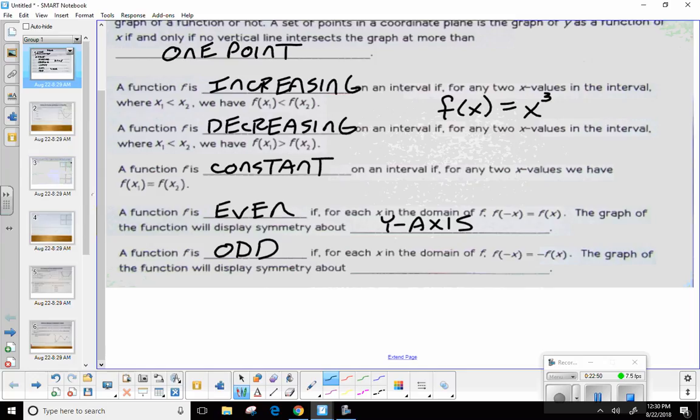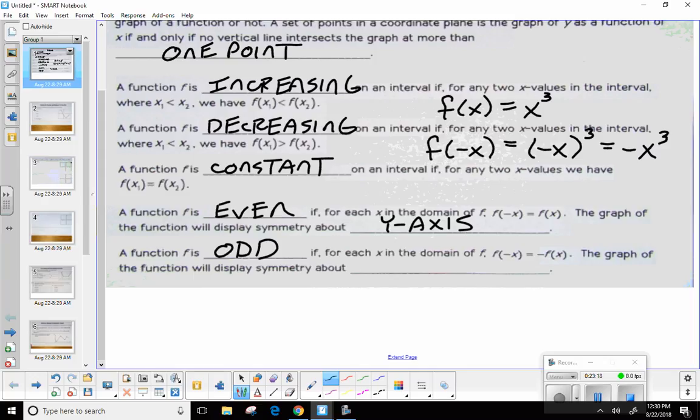Okay, so I'm going to go ahead and replace every x with negative x. So f of negative x equals negative x cubed. Okay. Now, negative x cubed means I want to multiply negative x times negative x times negative x, right? Well, think about it. What's a negative times a negative times a negative? That's still negative. So I'm going to end up with negative x cubed.